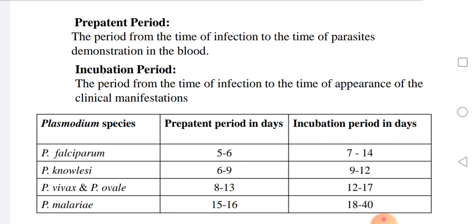Here we talk about some terms. Pre-patent period. This is the period from the time of infection to the time of parasite demonstration in the blood. Incubation period. This is the period from the time of infection to the time of appearance of the clinical manifestations. And here is a table that shows the pre-patent period and the incubation period for the Plasmodium species.